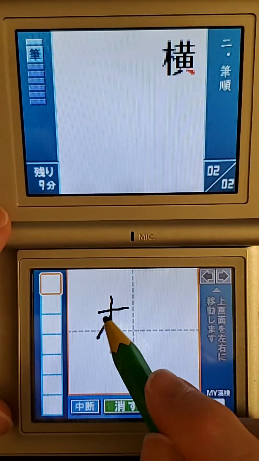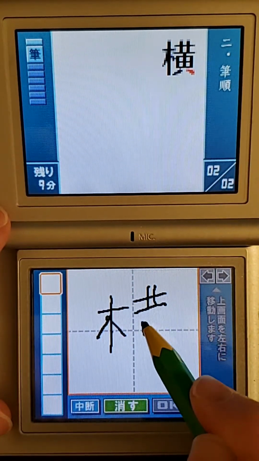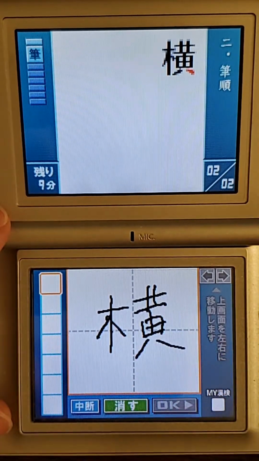All right, stroke order. So we go 1, 2, 3, 4, 5, 6. 1, 2, 3, 4, 5, 6, 7, 8, 9, 10, 11, 12, 13, 14, 15.